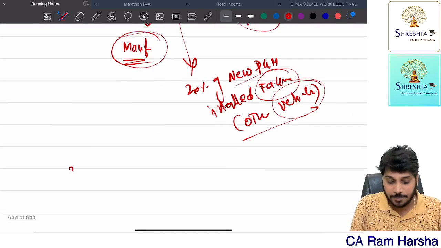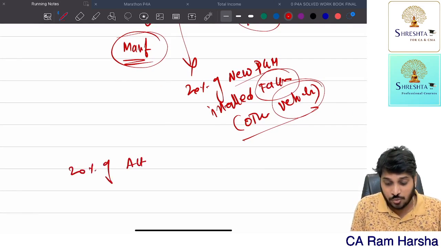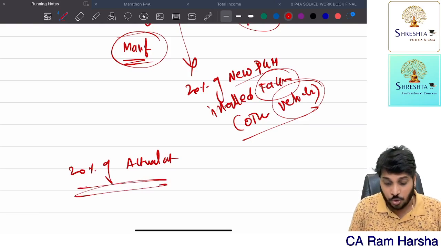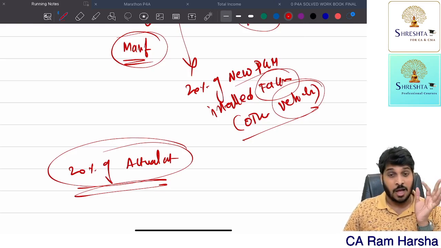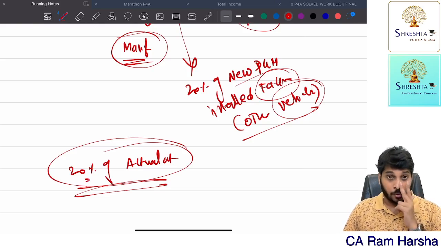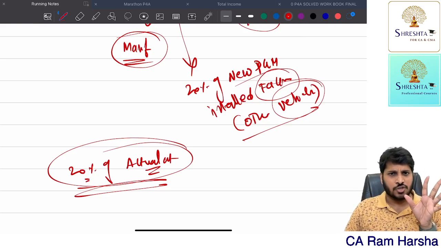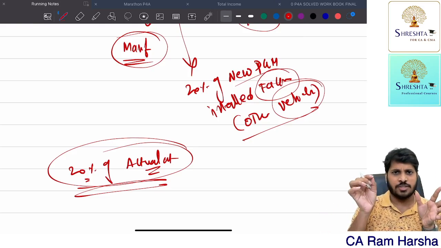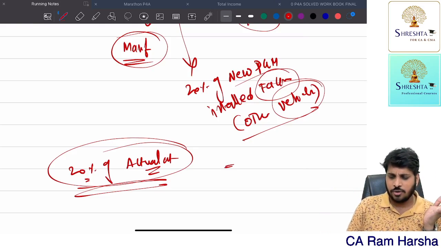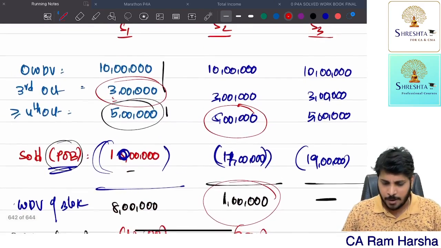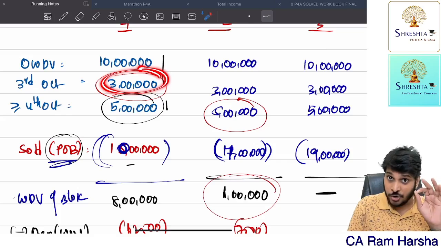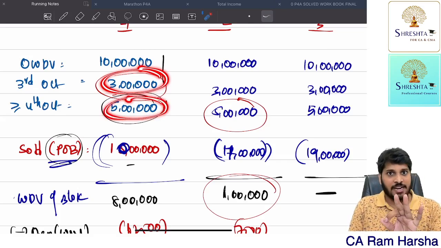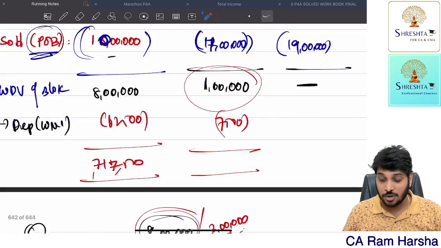Now how much is additional depreciation? 20% of actual cost. They straight away told you 20% of actual cost will be the additional depreciation. Now whatever assets you purchase during the year, plant and machinery, find out the actual cost, multiplied by 20%, that is equal to additional depreciation. In this example, let us assume this 3 lakhs is newly purchased, this 5 lakhs is also new plant and machinery. Second hand plant and machinery, no depreciation.